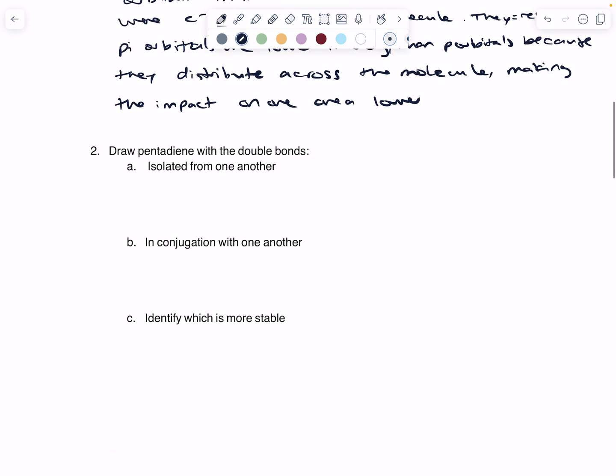Okay, so now draw pentadiene with the double bonds isolated from one another. So here's 1, 2, 3, 4, 5. Pentadiene, pentane, and then diene. So pentane means 5, diene means 2. So double bonds isolated from one another on the opposite sides. Double bonds in conjugation with one another.